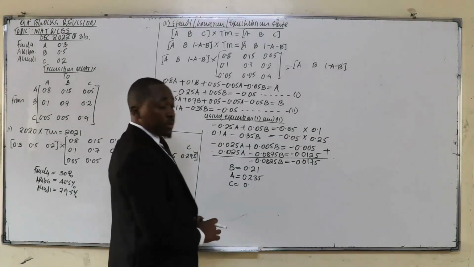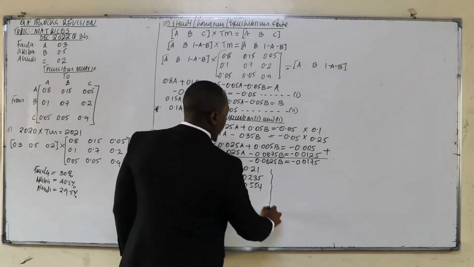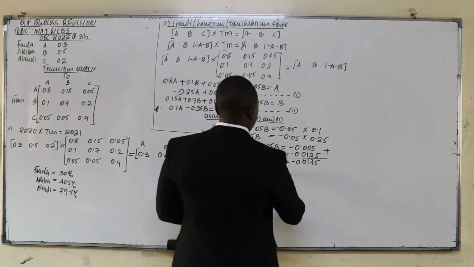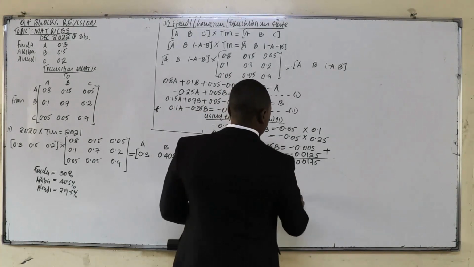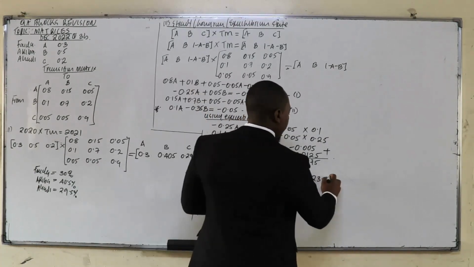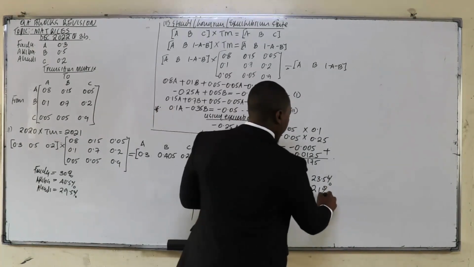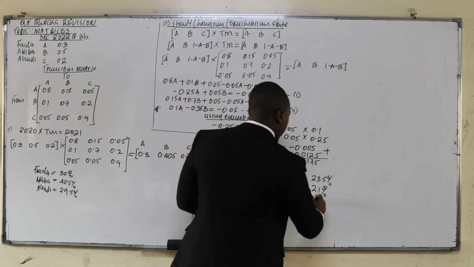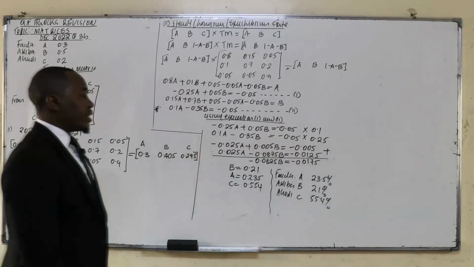0.554. So that means in the long run, we have faida, akiba, then ahadi. This was A, this was B, this was C. A will be controlling 23.5% of the market, B 21% of the market, and C 55.4% of the market in the long run. So you can copy.